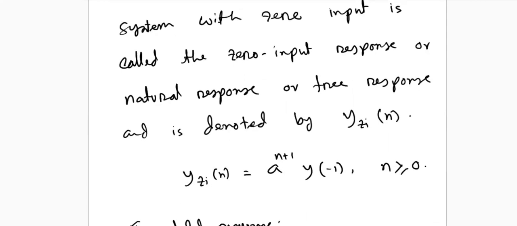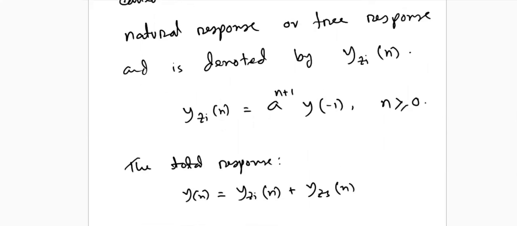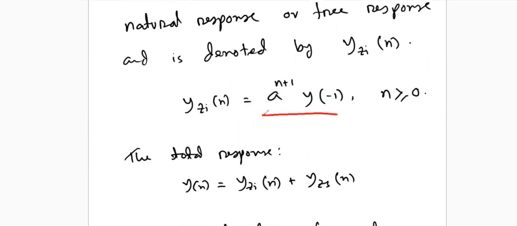Of course, there is no input, so that's why zero input response, or that is known as natural response, very logical names, or that is also called free response, and is denoted by YZI. So in this case, of course, we don't have any footprint from the input. We only have the initial condition to produce the output, and that is known as natural response, free response, or zero input response.